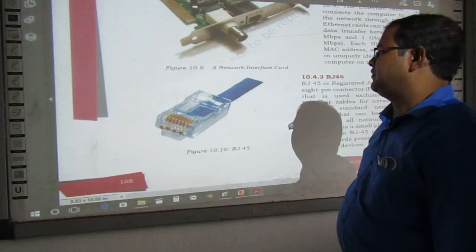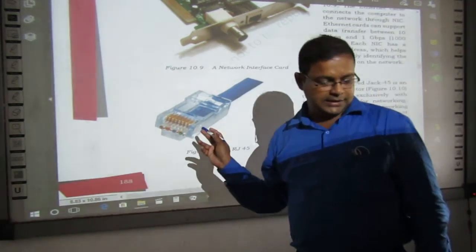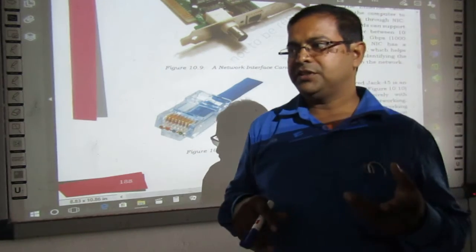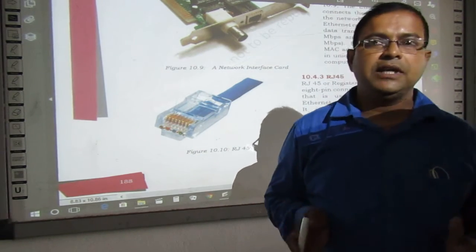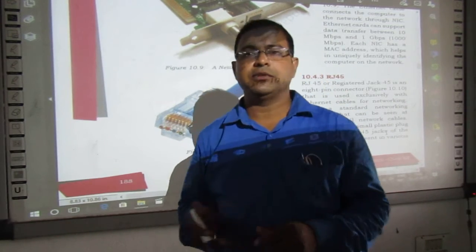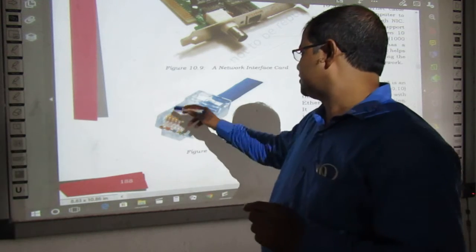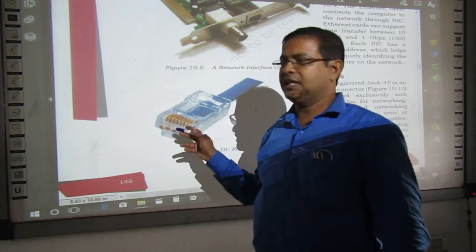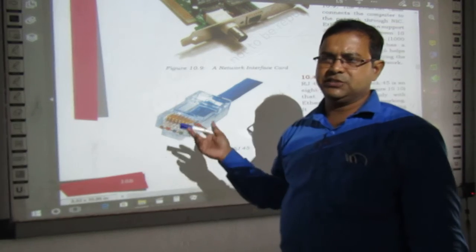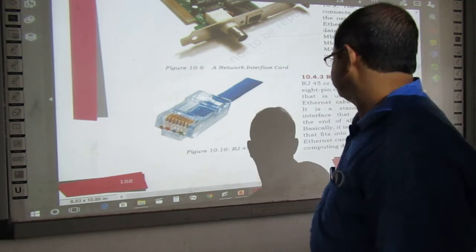Then RJ45, as shown in the picture, this is called RJ45. This is used in networking cable. Like in a home, if your computer is connected to a wire, then these connectors are available at the end point. This is called RJ45, and it contains 8 pins, and it is used for the internet connection to the computer.